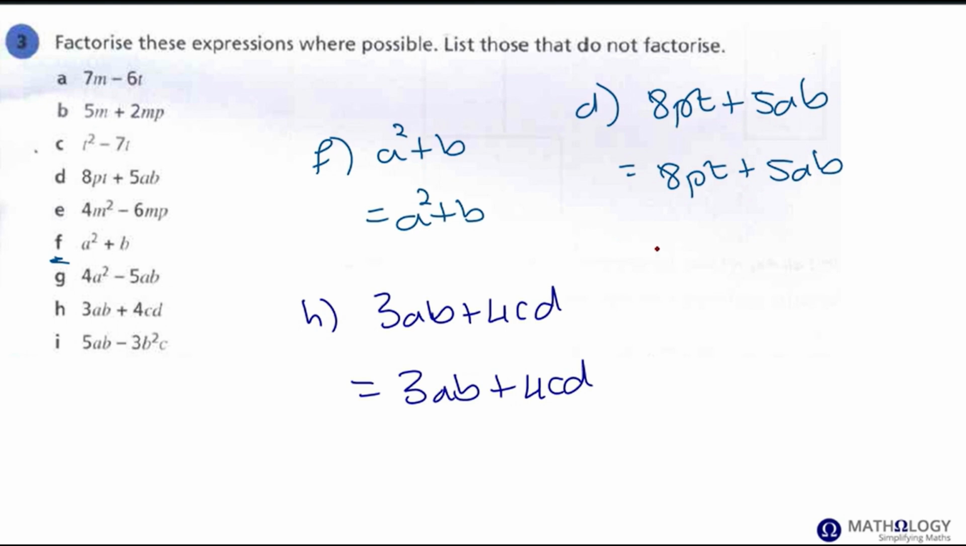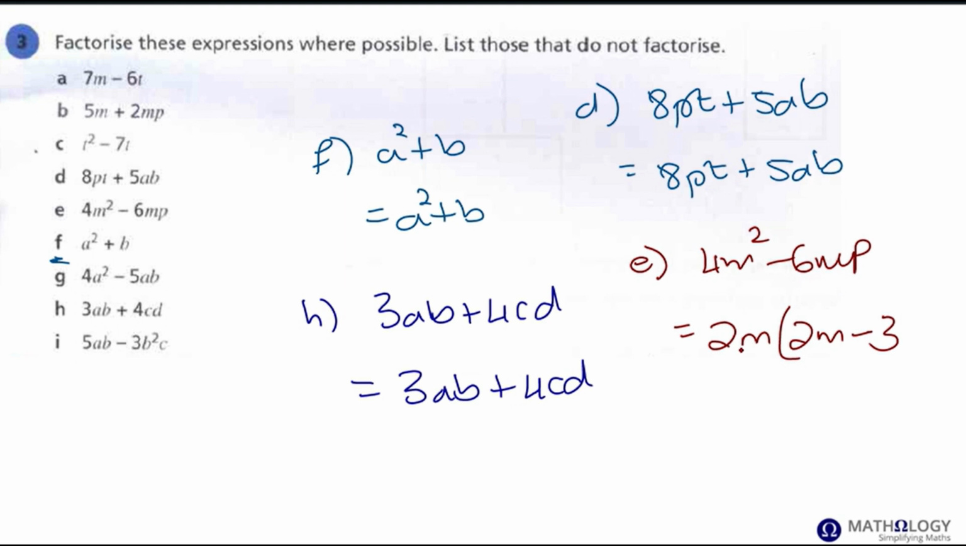Let's just do one more. 4m squared minus 6mp. There's a common factor of 2 between 4 and 6, so we take that out. We have an m in each term, so we take that out as a common factor. 4m squared divided by 2m will give us 2m, minus 6 divided by 2 gives us 3. m divided by m equals 1, and p divided by 1 equals p.